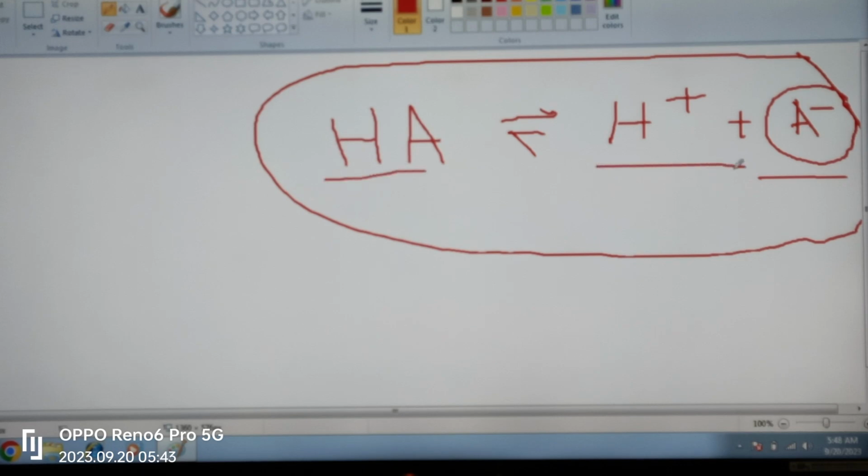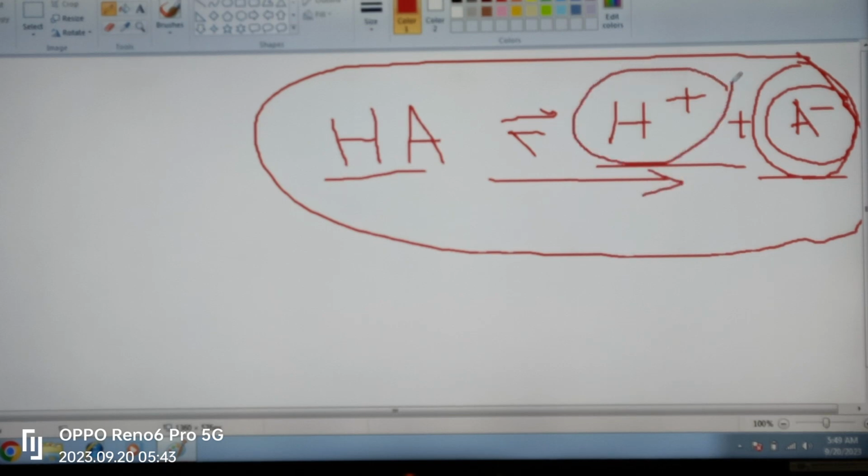If you apply Le Chatelier's principle, if the stability of the conjugate base A minus increases, the equilibrium will be shifted towards the right side. That means the concentration of H plus will increase if the stability of A minus increases. That means the acidity of the corresponding compound will increase. So this is the main point to explain the relative acidity of organic acids or any acids. Higher the stability of the conjugate base, higher is the acidity.